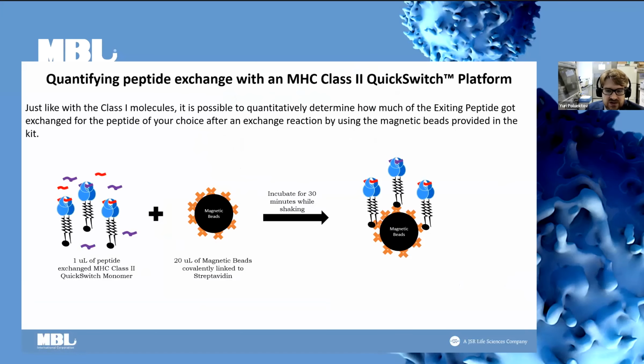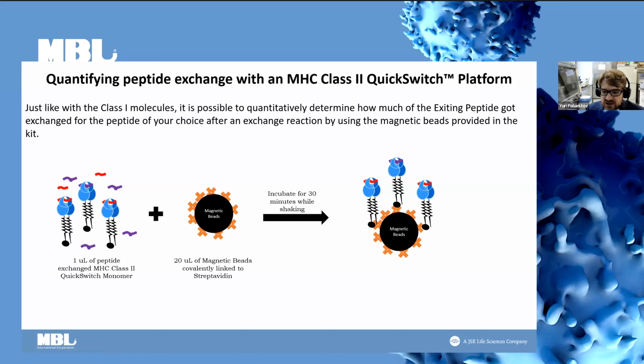Just like with the Class 1 kit, it's possible to quantify how much of the exiting peptide has been exchanged following the exchange reaction with the Class 2 kit. Unlike the Class 1 kit, the percent of exchanged exiting peptide will be determined on the monomer and not the tetramer. Incubate 1 microliter of the exchanged MHC Class 2 monomer with 20 microliters of magnetic beads while shaking the plate at 550 RPM for 45 minutes.